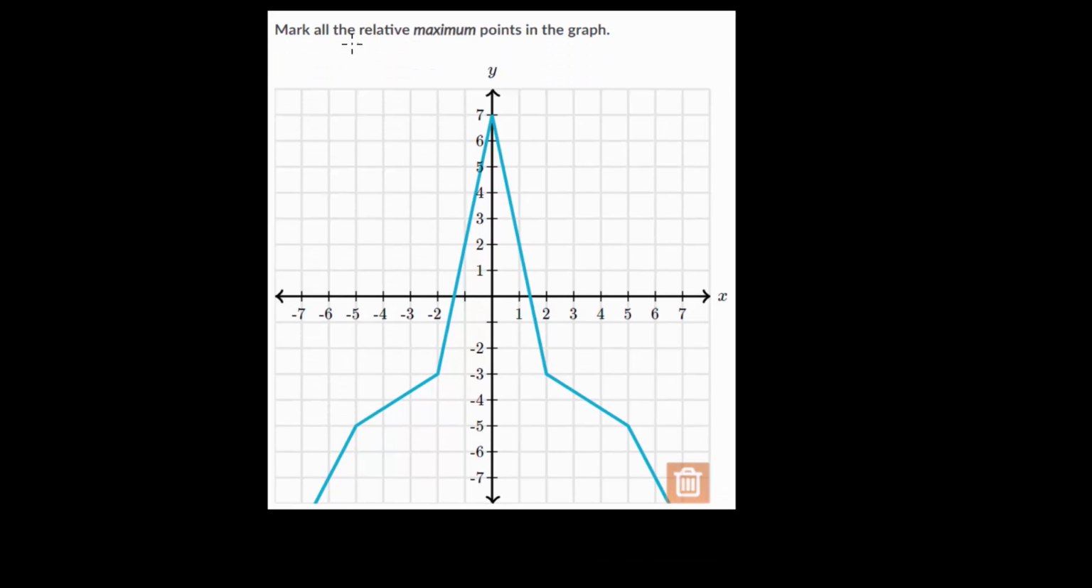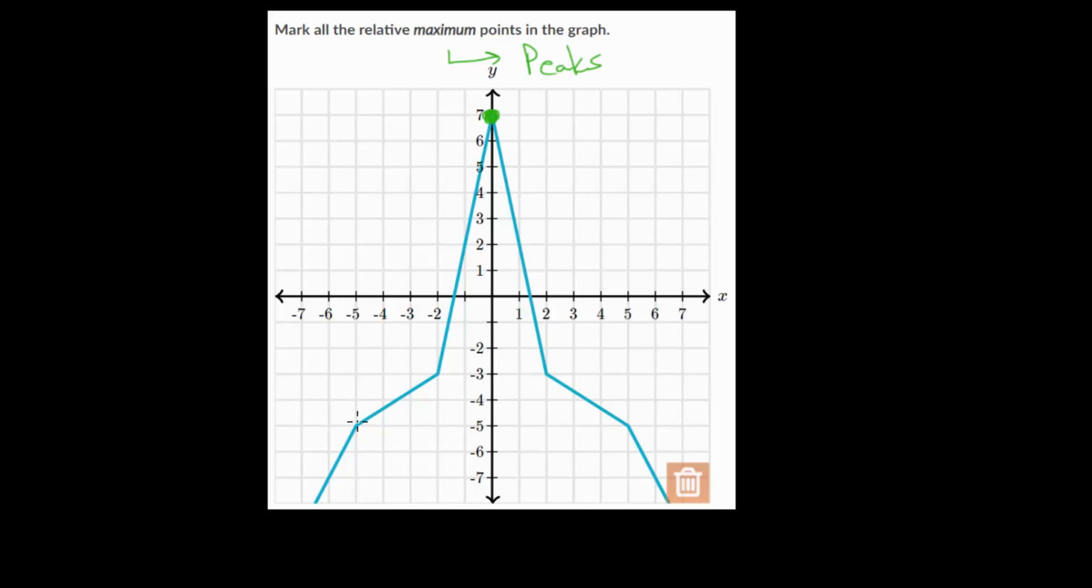So this one, we want all the relative maximum points. And again, these are the peaks of the function. So imagine a mountain range. Each peak in that range is what we would call a relative maximum point. Now, in this one, there's actually just one. So that point right there.